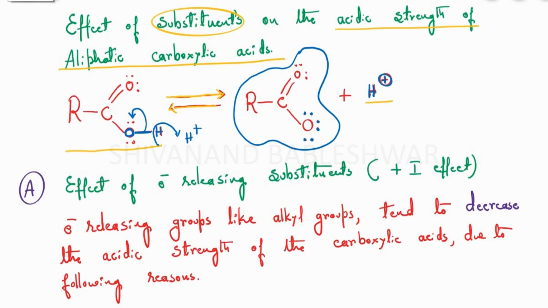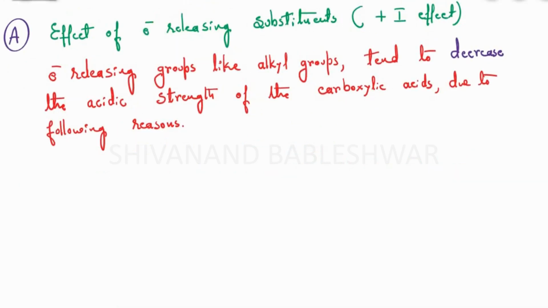Now we have to study, if one group is present on this R, in fact this is a carbon here, if an electron releasing group, ERG, is present, what happens to this H plus? I will change to another color, red now. What happens to this H plus? How is this electron releasing group going to affect the release of the H plus ion, that we have to study here. So I'm going to consider A now, that is, the effect of electron releasing substituents.